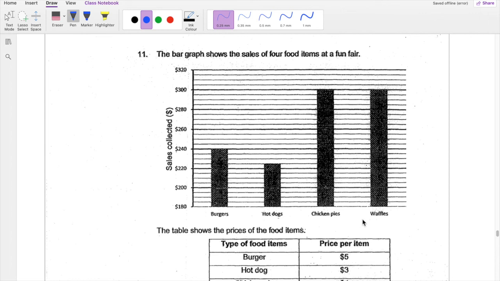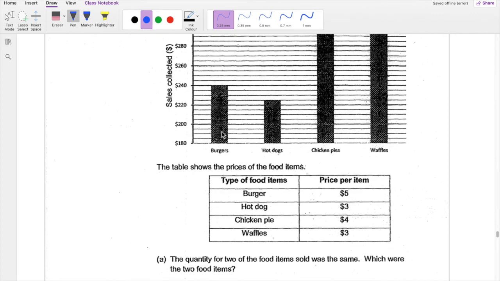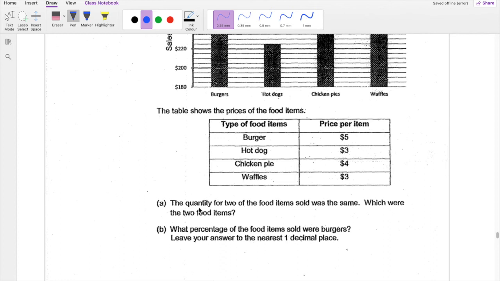Well, the bar graph here is very easy for us to compare which one has more or which is less, right? This one is definitely more than this one, right? So here it says, okay, the table shows the price of food. This is the price. This is sales, the total amount of sales. Then here, he says the quantity of two of the food items sold are the same. Which two are the food items?